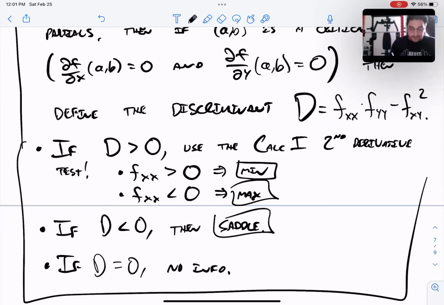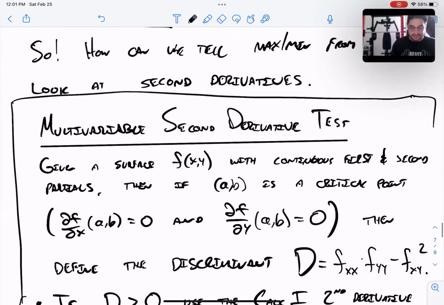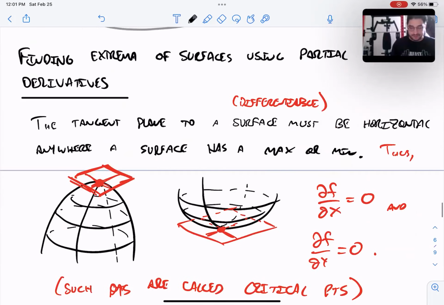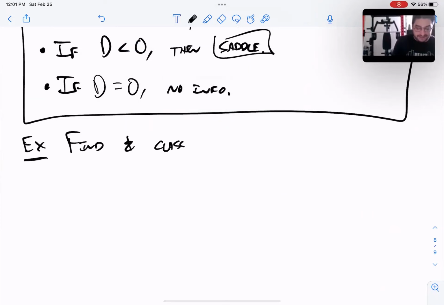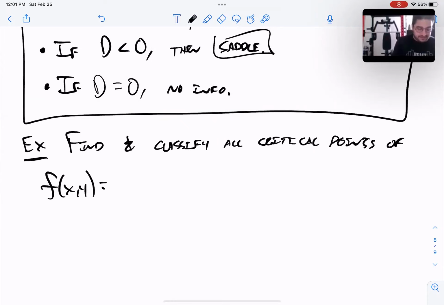Okay, so I want to run this algorithm for a surface just to show it demonstrated. In particular, I want to do a surface that we were just working with in a previous video. So let's find and classify. Find meaning find your critical points, classify meaning apply second derivatives, all critical points for this surface: f of xy equals root 1 minus 4 x squared minus y squared.